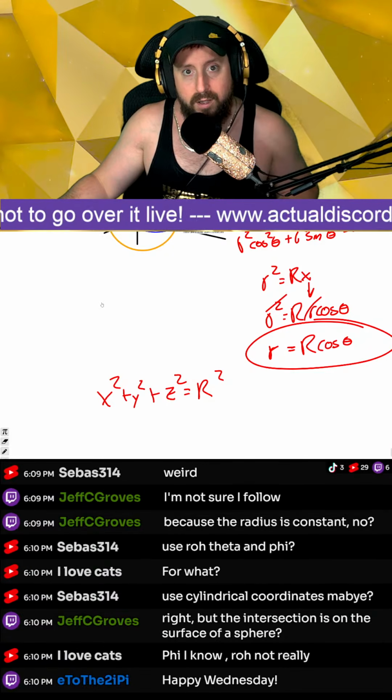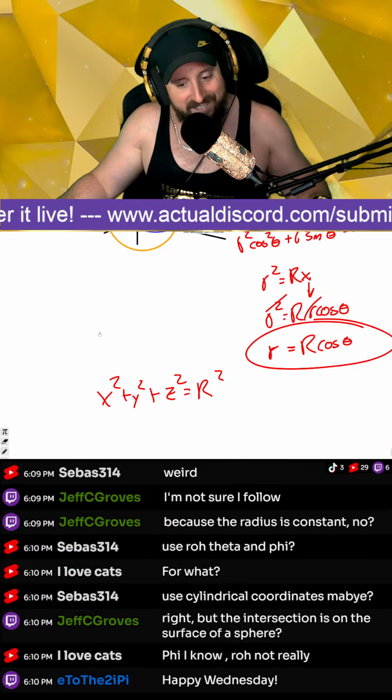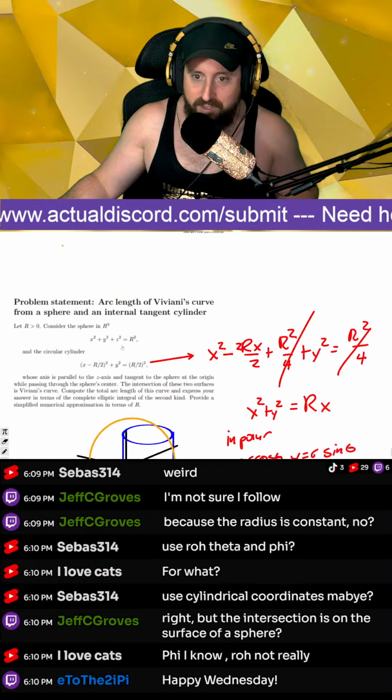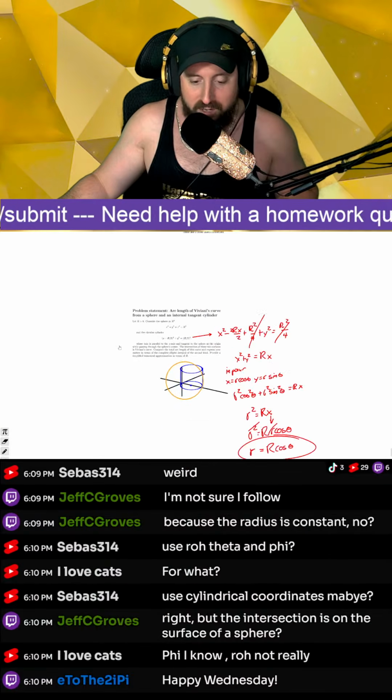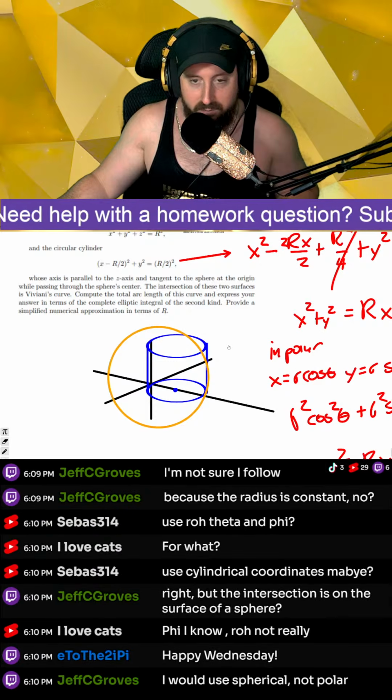Rho? Yeah. What's up, Zach? Zach, have you seen this before? Have you seen Viviani's curve? Just math people just like sticking random shapes on top of each other and like hoping something happens.